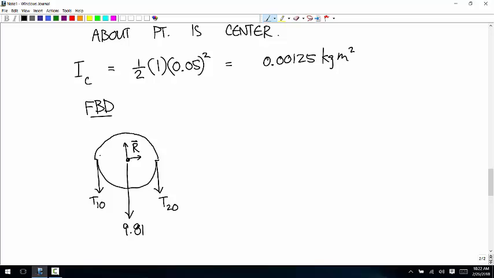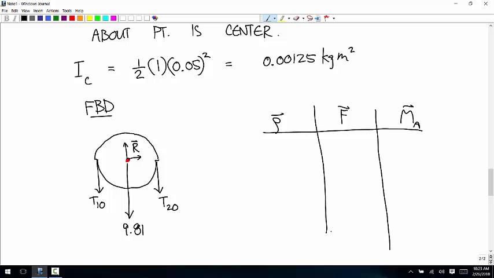Okay, so now we have to think of the about point. If we've already decided we have to put the about point there, think about the rho and the force and the moment for each of these. So what does rho mean? Was that just on the quiz? Yeah. Rho is the vector from the about point to where the force is applied. Yeah, P minus A. Yes.